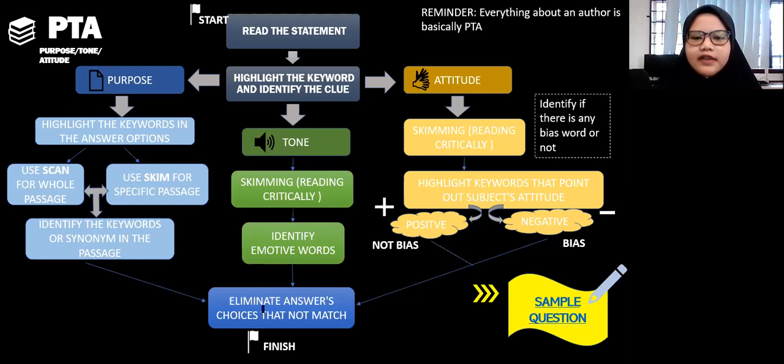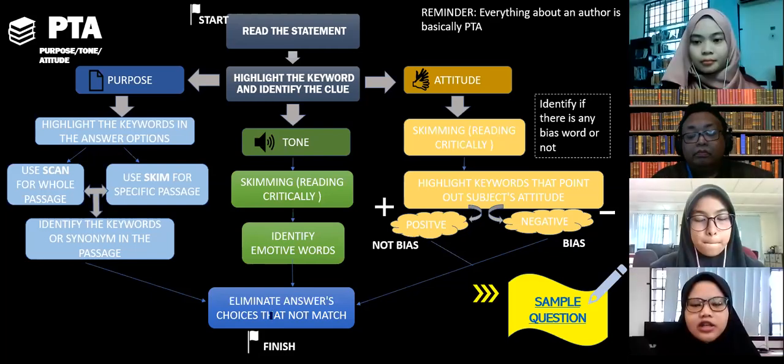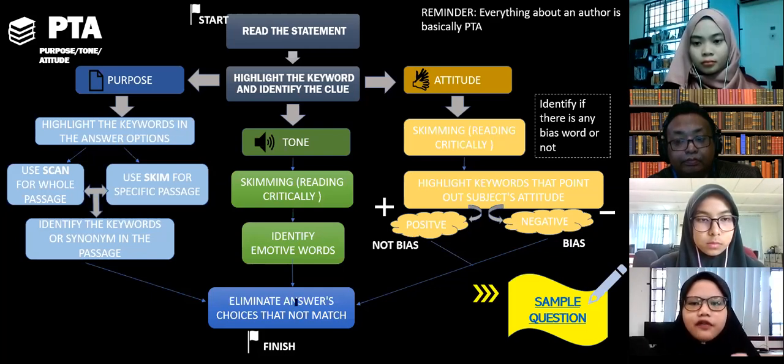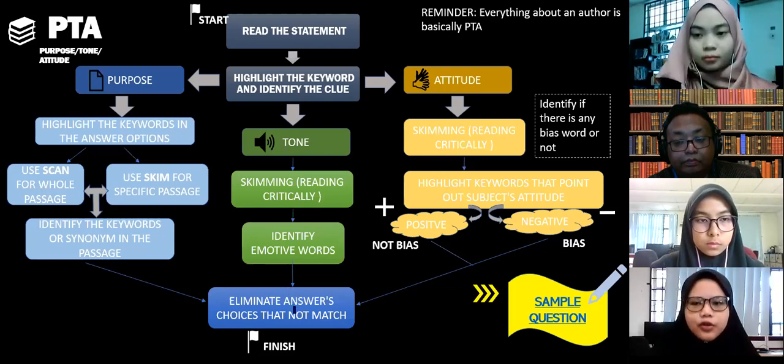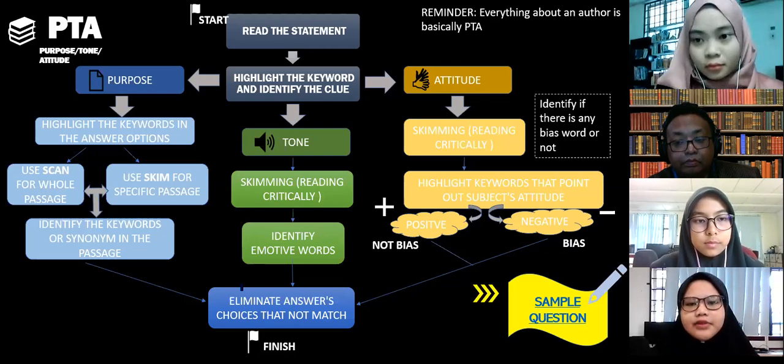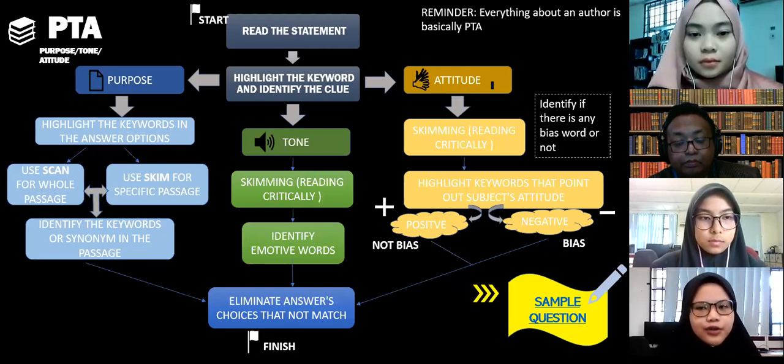So after that, you need to look at the answer options. You need to analyze. You need to eliminate answer choices that do not match with those feelings. Let's say in the clues in the passage, they use the word happy. But in the answer options, there is something opposite to happy, which is sad or disappointed. So it is not the answer, just eliminate that. Make sure that you find the most suitable word for the tone. So done with the tone, moving to the attitude.